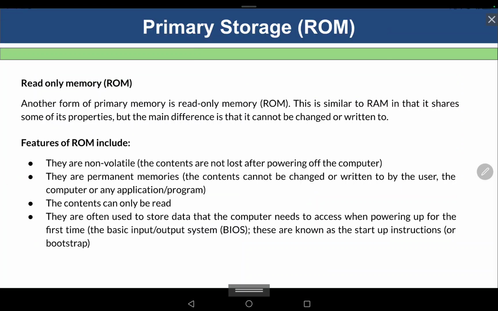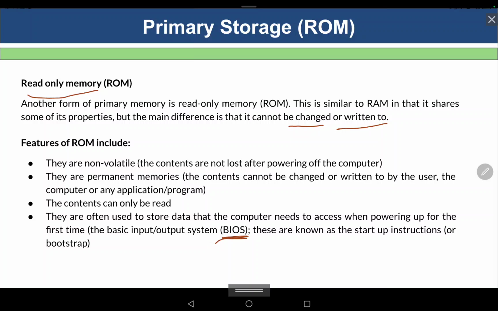Now let's look at ROM, read-only memory. Another type of primary memory is ROM. Unlike RAM, ROM is non-volatile, meaning that it keeps data even when the computer is shut off. The main difference is that data cannot be changed or written to. It is permanent. You cannot change the data that is stored inside this ROM. The data stored inside this ROM are essential instructions like the BIOS.